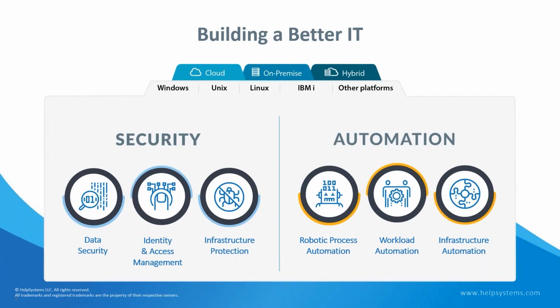HelpSystems focuses on security and automation solutions on many platforms and in any location: cloud, on-premise, or in hybrid environments. As you can see here, we support organizations through 3 suites in each of our security and automation solutions: data security, identity and access management, and infrastructure protection within security, and robotic process automation, workload automation, and infrastructure automation within our automation solutions. Today, we're going to be discussing the HelpSystems Data Security Suite in more detail.